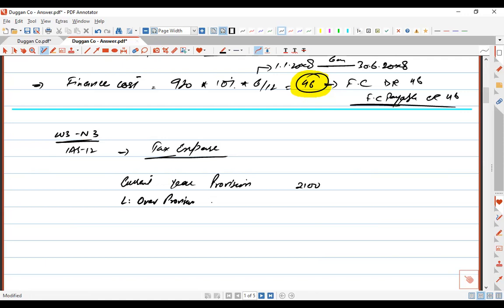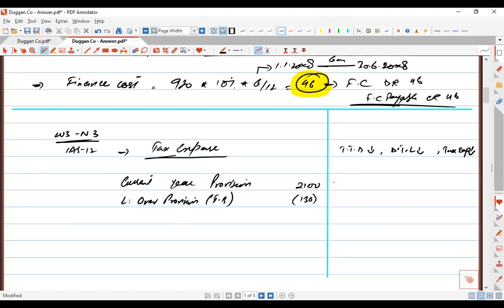Where are we taking this over provision from? We are taking this from the trial balance credit side. A credit balance in the trial balance is the over provision, and if tax is on the debit side in the trial balance, that is the under provision. Under provision would be added over here, and over provision would be deducted in the current year estimation. By the way, if taxable temporary differences are decreasing, it means deferred tax liability would also be decreasing. Resultingly, tax expense would also be decreasing.